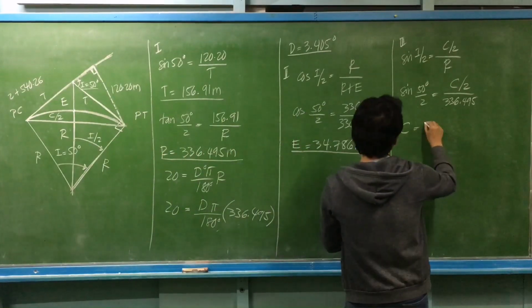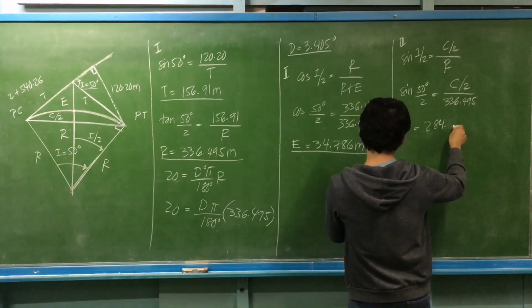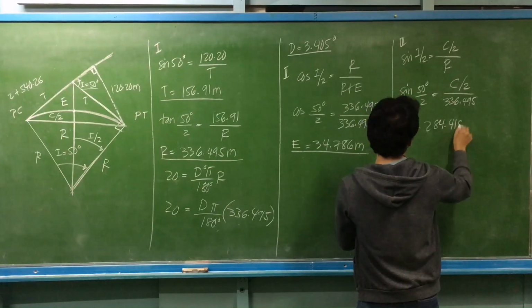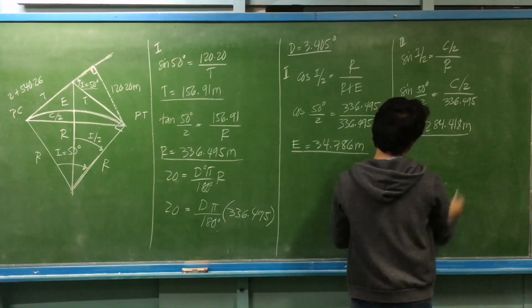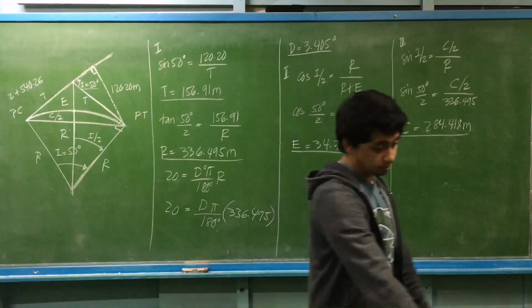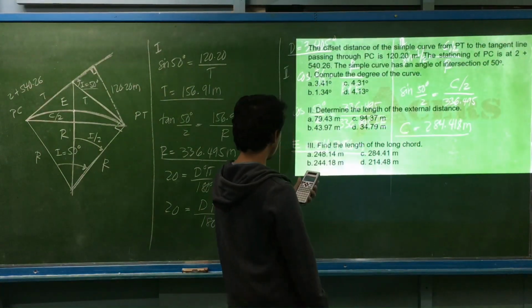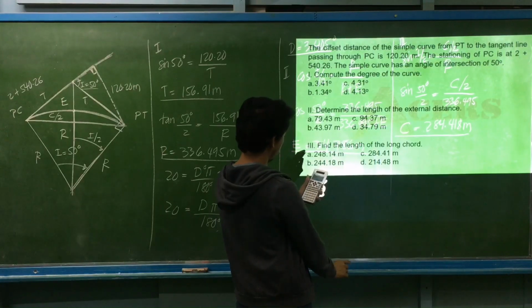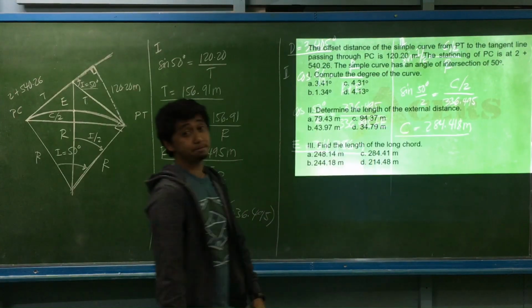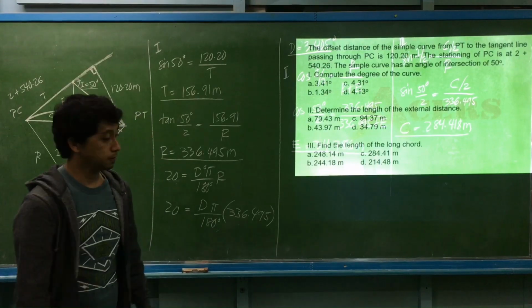So the long chord is equal to 284.418 meters. Okay, check natin kung tama yung mga napindot ko. 284.41. Pinakamalapit si letter C. Okay?